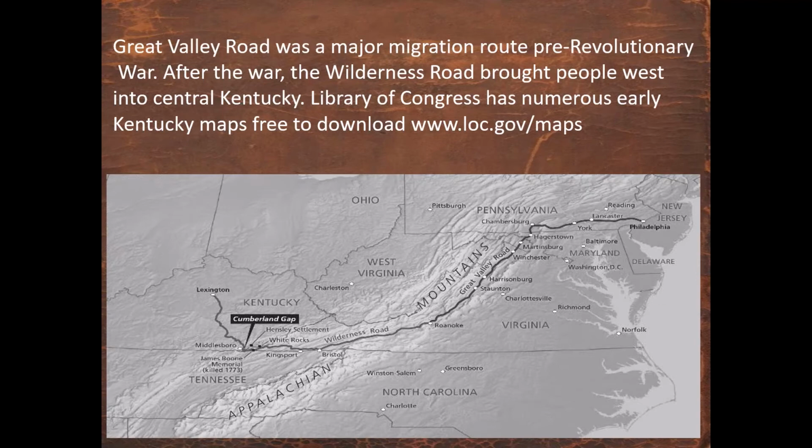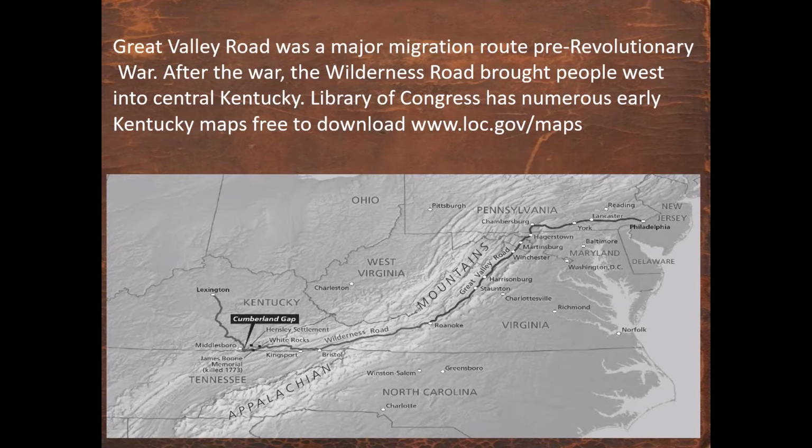What's interesting to note about these wagon roads and these valley roads is that right at Roanoke, you'll see that the Great Valley Road meets up with the Wilderness Road. And I'll talk about the Wilderness Road in just a second. The Wilderness Road is really the southern route that starts pushing people, at the time of the Revolution and immediately after the Revolution, west of the Appalachian Mountains into Kentucky and into Tennessee.